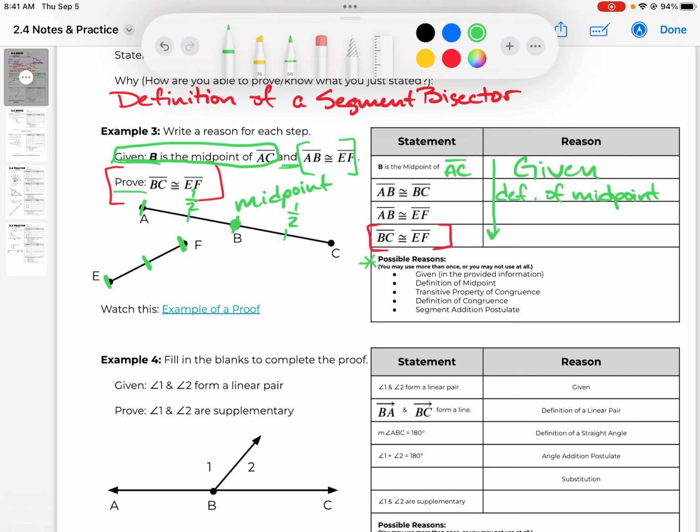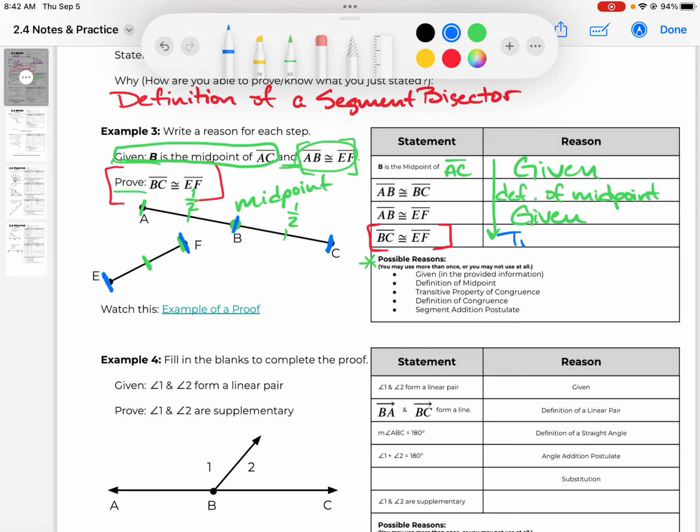Then AB being equal to EF, well, that's right here, also given to us. And then lastly, if AB equals BC and AB also equals EF, is it reasonable to say that BC also equals EF? And it is reasonable to say that because through our last three statements right here, all of these are equal.